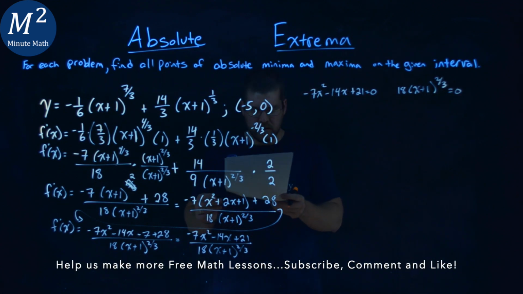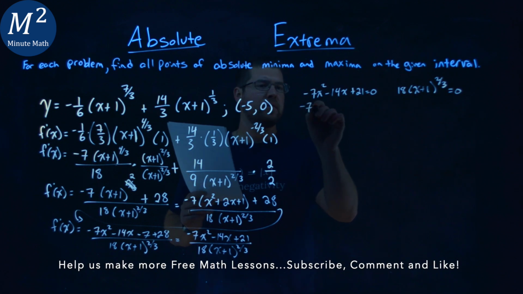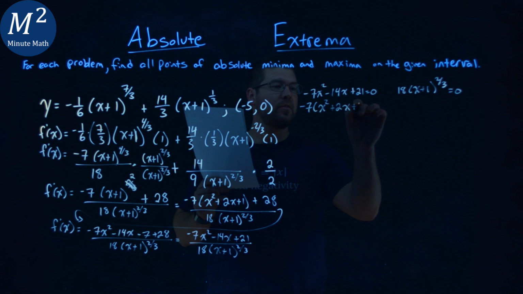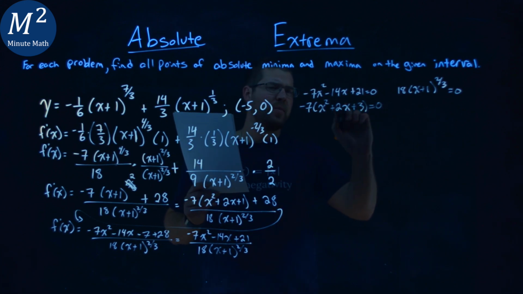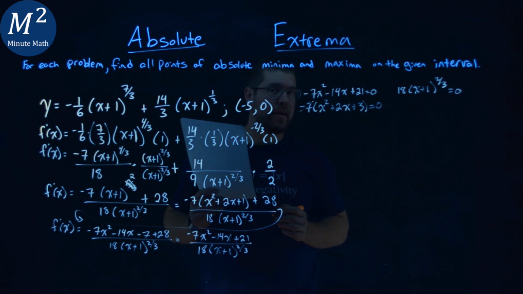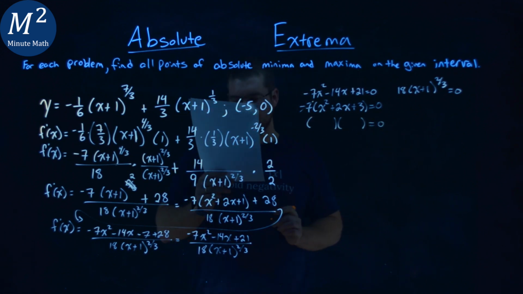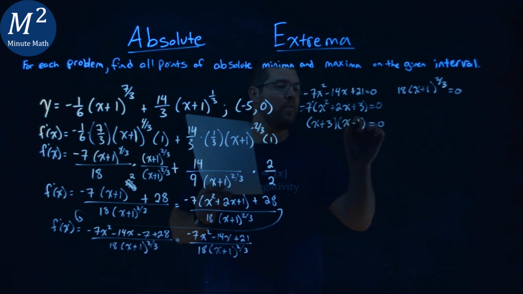Okay, let's deal with this one first. If I pull out a negative 7 from all parts, I'm left with a positive x squared plus 2x plus 3 equals 0, and that's a little easier to factor. Divide both sides by negative 7, we can just eliminate that. This factors to equal 0, and it's an x plus 3 and an x minus 1.